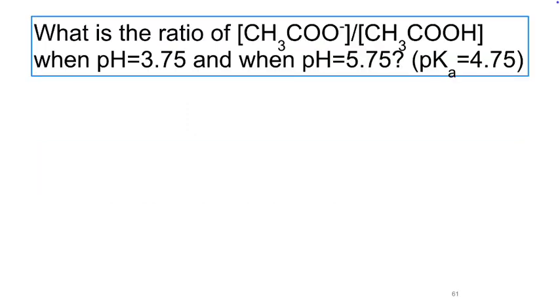Okay? So what is the ratio of CH3COO minus to CH3COOH when the pH equals 3.5 and when pH equals 5.75? We just set up a rough expression on how we could go through and solve it. You should now be able to do this on your own. Talk at your tables, try and figure it out.